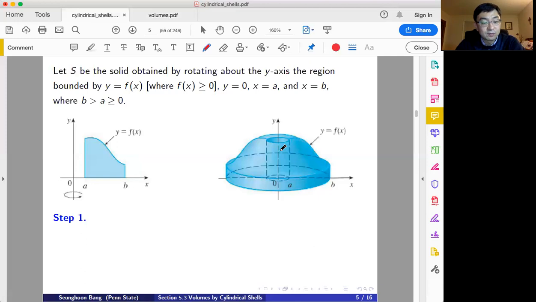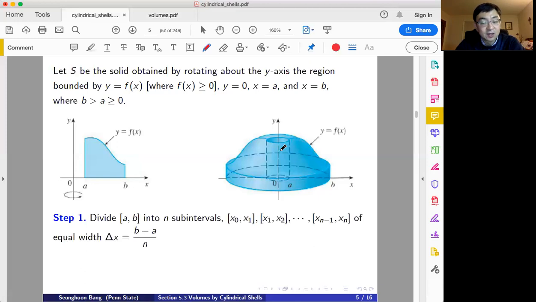Step 1: divide interval [a, b] into n sub-intervals [x0, x1], [x1, x2], ..., [xn minus 1, xn] of equal width, delta x equals (b minus a) over n. Next, choose a sample point xi star, where xi star is (xi minus 1 plus xi) over 2. Is it right?